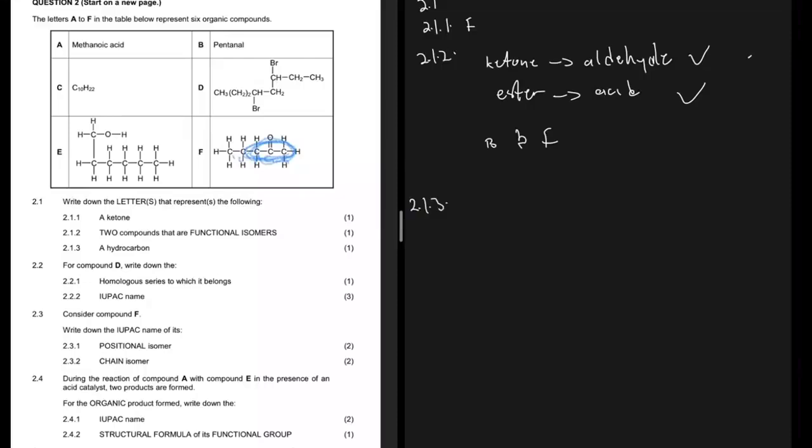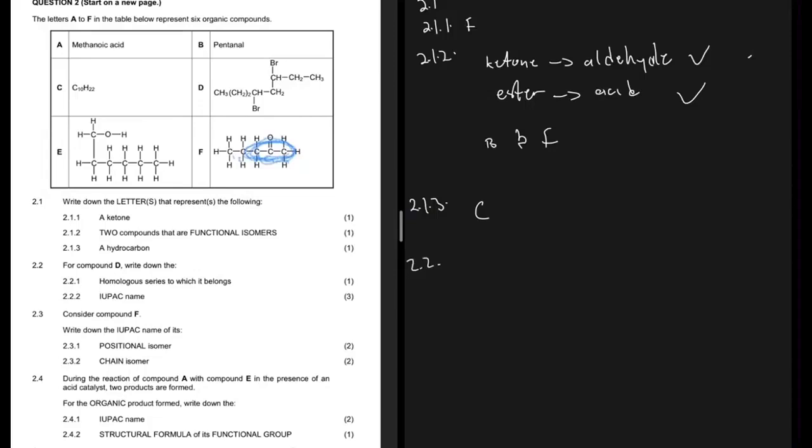2.1.3. 2.1.3 says write down the letter that represents a hydrocarbon. That's an alkane, alkene, or alkyne. For this question, the only hydrocarbon we have is number C, which has 10 carbons and 22 hydrogens. Let's move ahead.